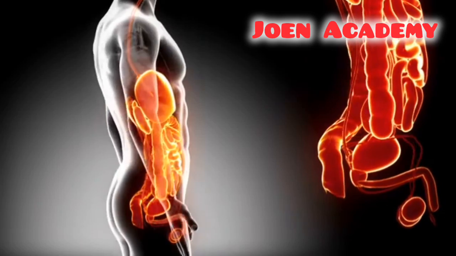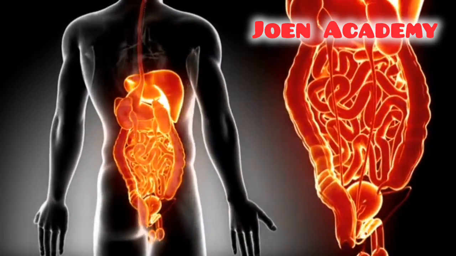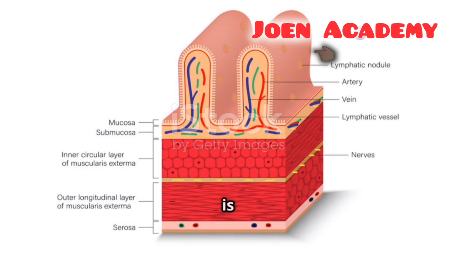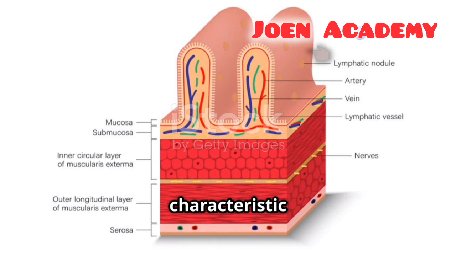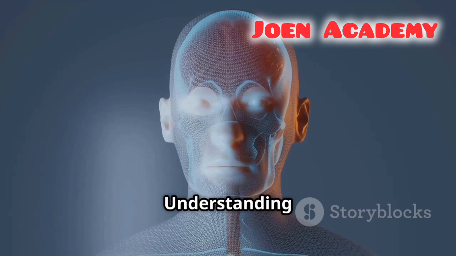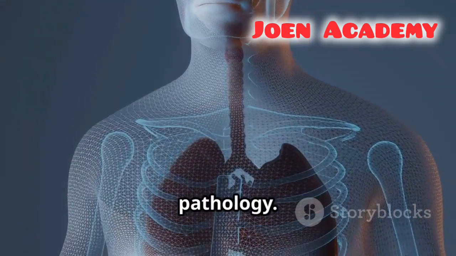The wall of the large intestine, like other parts of the gastrointestinal tract, is composed of 4 main layers. From the inside out, these are the mucosa, submucosa, muscularis externa, and the serosa or adventitia. The mucosa is notable for its lack of villi, which are characteristic of the small intestine. Instead, it has numerous straight tubular crypts of Lieberkühn, rich in goblet cells that secrete mucus. This mucus lubricates the passage of feces and protects the intestinal lining. The submucosa contains blood vessels, lymphatics, and the Meissner's nerve plexus. Understanding these layers is key to understanding function and pathology.